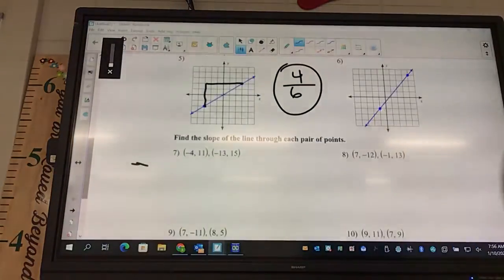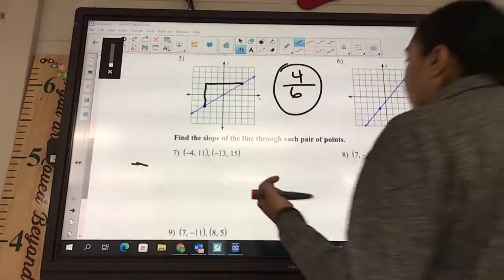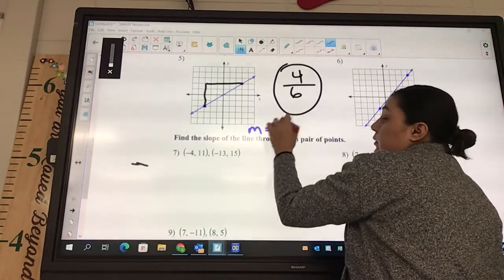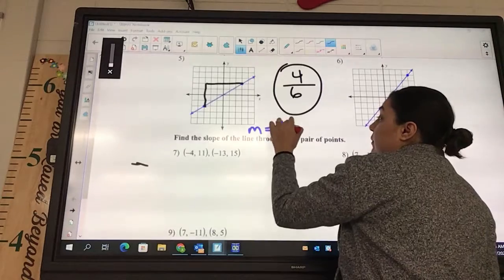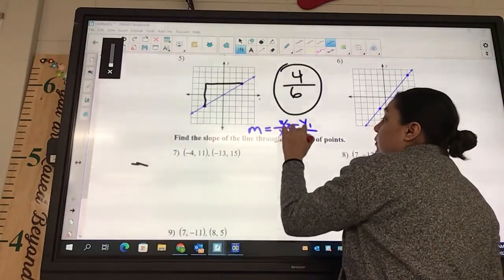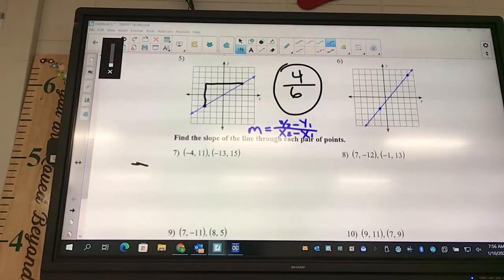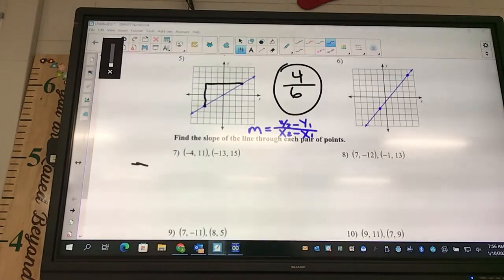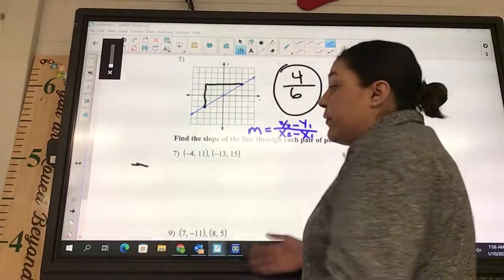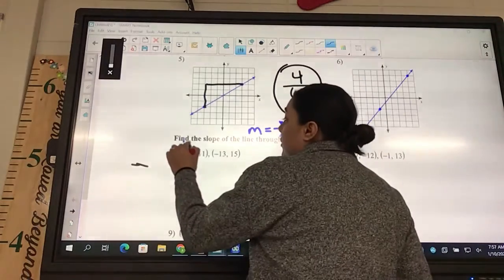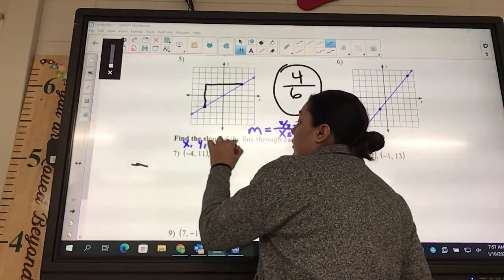Okay, the next section says find the slope through each pair of points. Okay, you're going to need this formula. So, slope formula is m equals, is it the y's on top? y2 minus y1 over x2 minus x1. Okay, so I suggest you label the further you get in chapter 5. The labeling is super important. Okay, but I can't force you to label. So we got x1, y1, x2, y2.